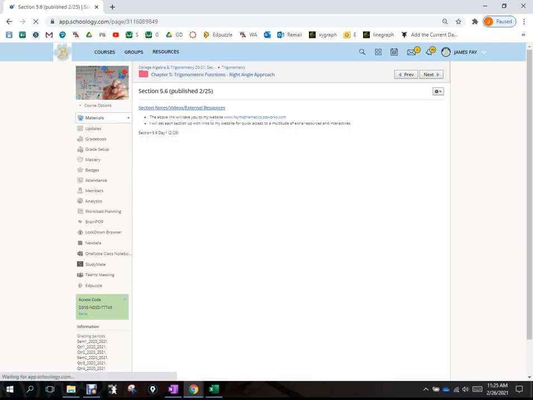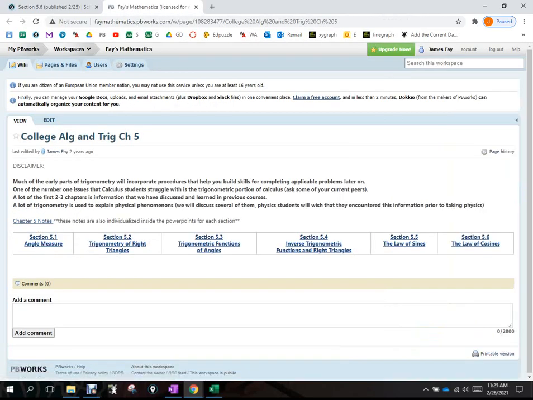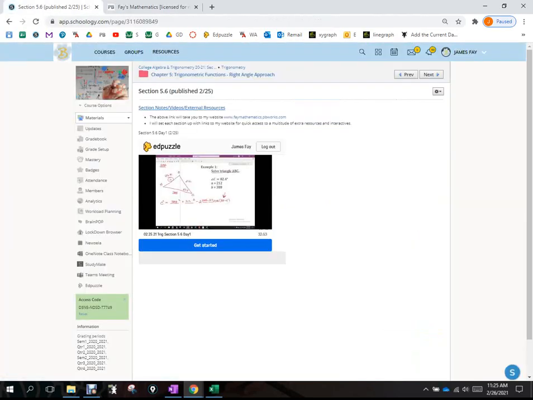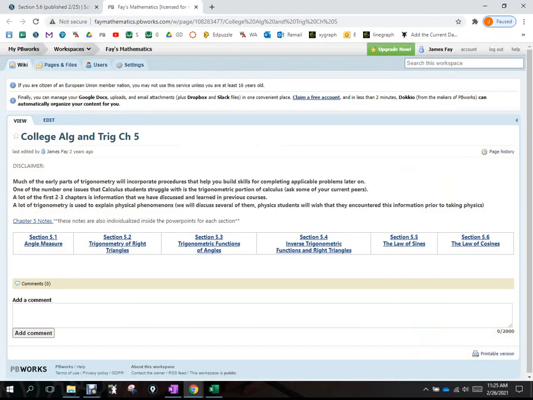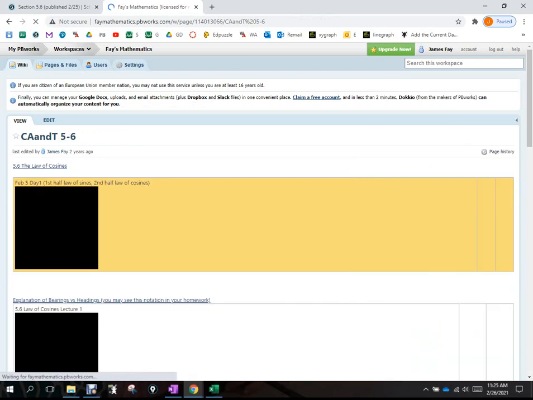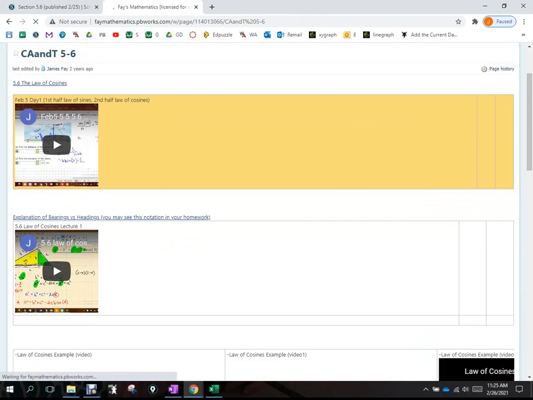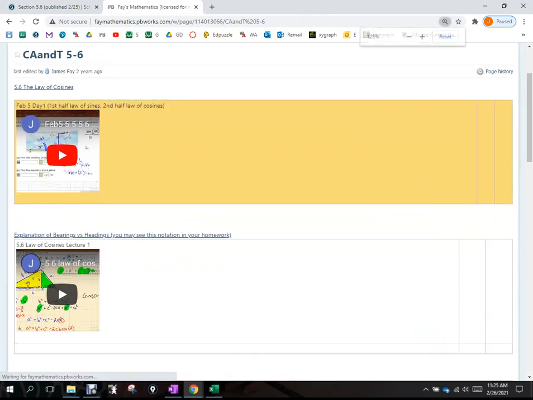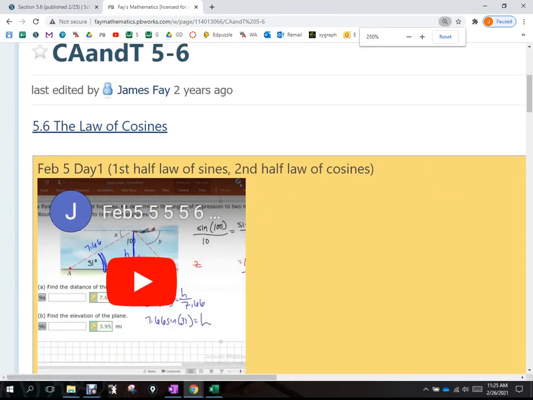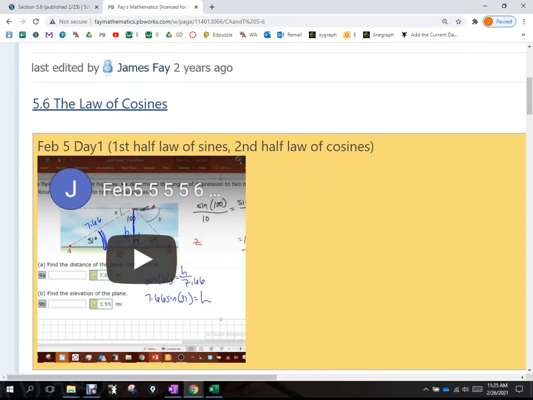If I go to 5.6, this link right here at the top of every section will take you to my website that I've used in previous years. If you go to law of cosines, you can see right here, this is WebAssign in the background, and that's going to be some questions that are in your homework. Does that make sense?